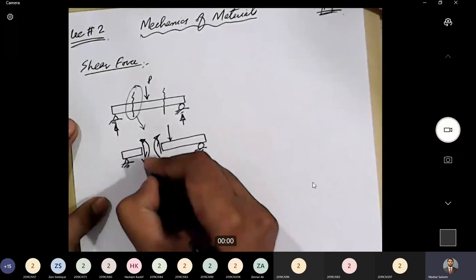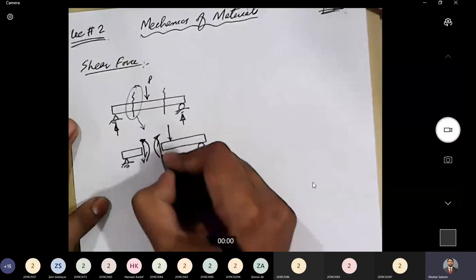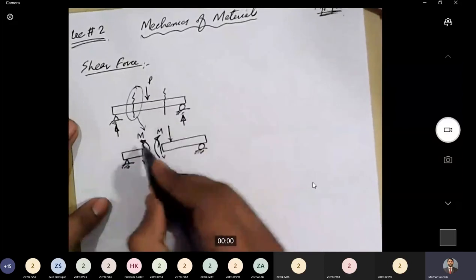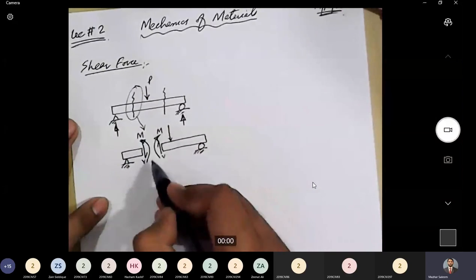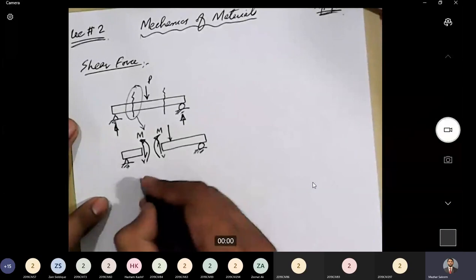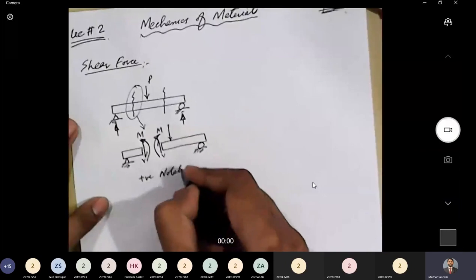According to our convention, this is V, and this is also V. This is moment M, and this is moment M. Both these moments are equal to each other but in opposite direction. And both V are equal in magnitude but opposite in direction. We will consider this notation as positive notation.